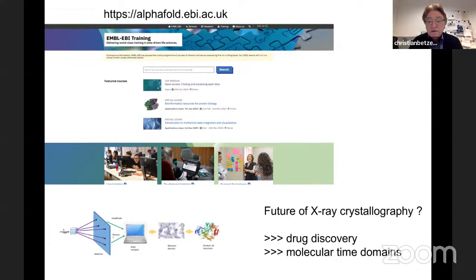So now the question is, where is the future of X-ray crystallography? For me, my workhorse for many years to solve particular questions in life sciences is, of course, drug discovery, because AlphaFold now cannot predict binding of potential lead compounds, fragments, or drugs. And important in future are the molecular time domains. On the left side, you see again the standard figure showing the scheme of X-ray crystallography: crystal, diffraction, Bragg's law, computing, electron density, and interpretation.